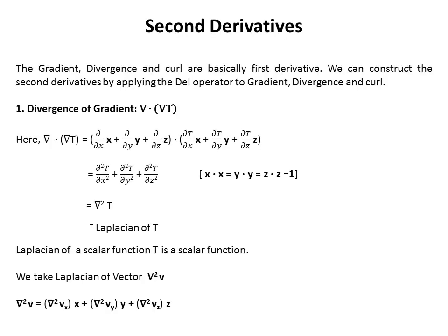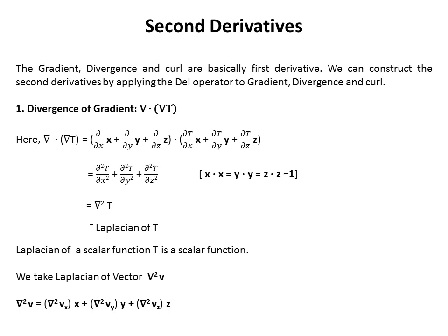Here we will first memorize gradient, divergence and curl. In gradient, the gradient of a scalar quantity, we get a vector quantity. In divergence, we take the divergence of a vector quantity, we will get a scalar quantity. In curl, we take the curl of a vector quantity, we will get a vector quantity. So basically, the divergence, gradient and curl are the first derivative. So we can construct the second derivative by applying the del operator to gradient, divergence and curl.